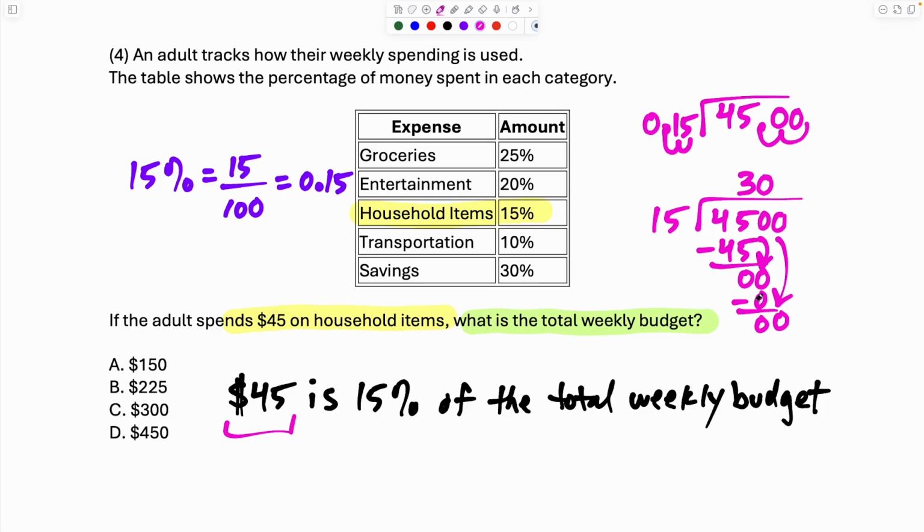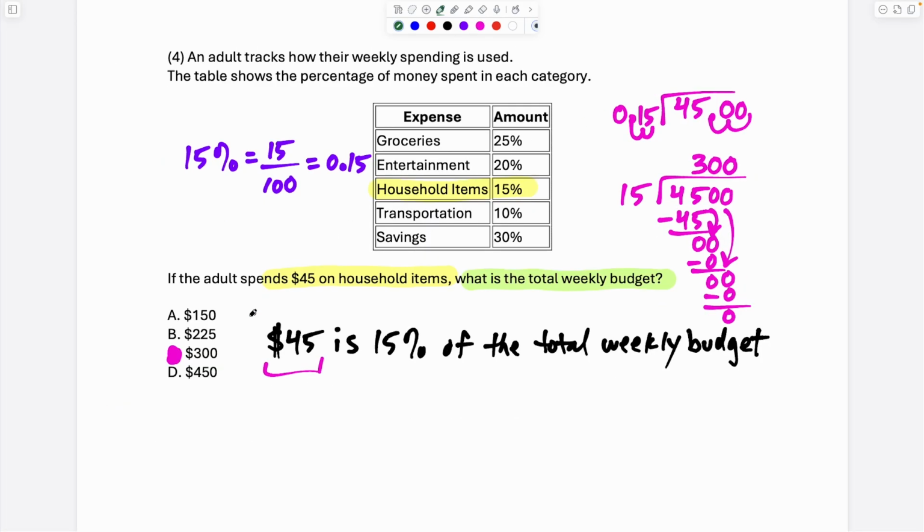So we did 0 divided by 15 is 0. And when we multiplied, we're subtracting 0. We brought down the last 0. So one more time, we do 0 divided by 15 is 0. And 0 times 15 is 0. Subtract. And we have no remainder. Okay, so we get 300, a nice whole number here with no remainders. And this is going to match up with choice C.